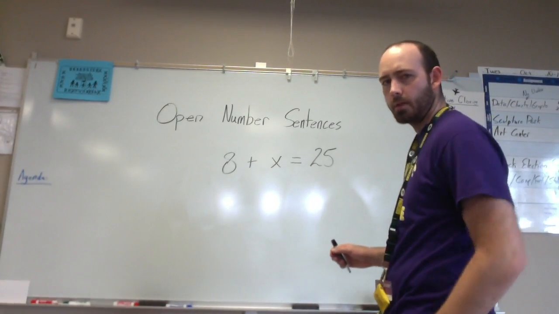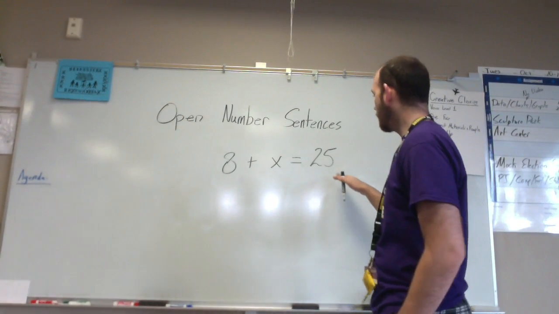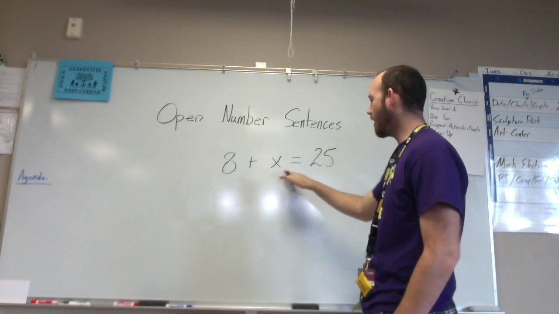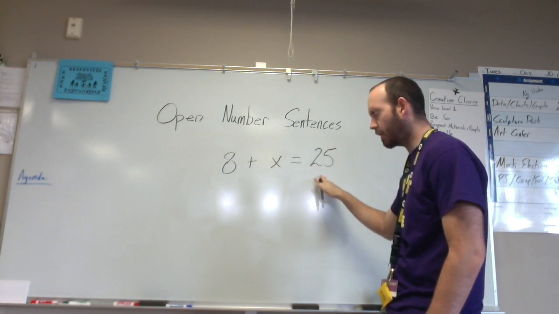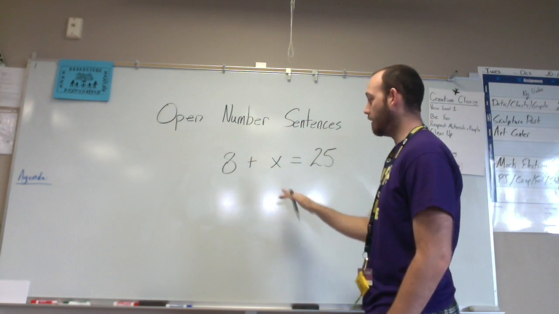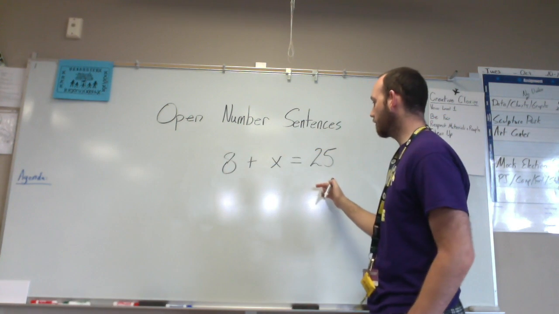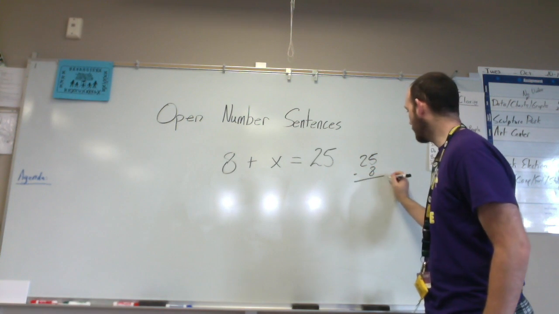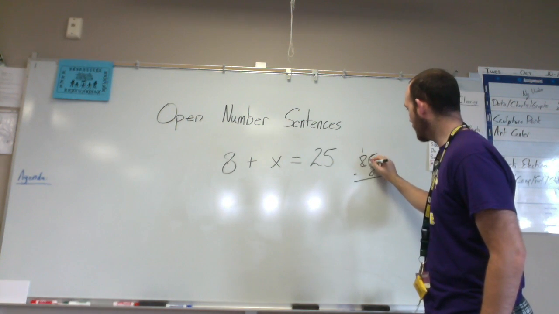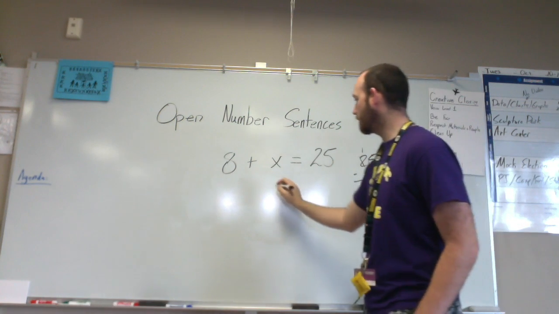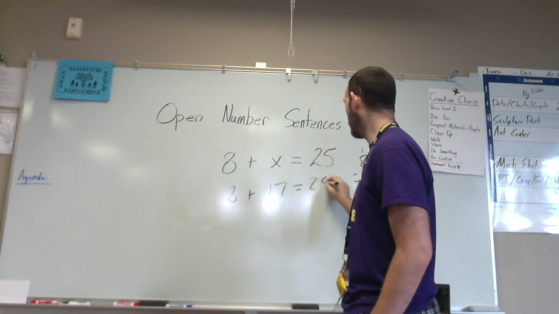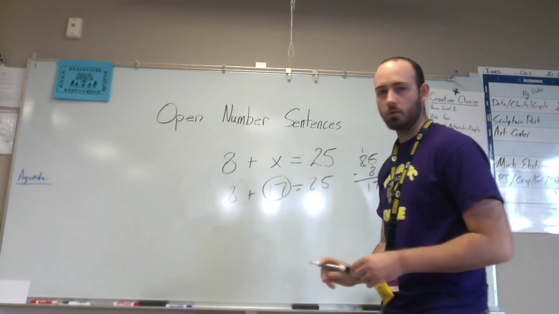Alright, hopefully you had a moment to figure this out. When I look at this one, I see a 25, I see an 8, and you think 8 plus what gives me 25, or I could think 25 minus 8 to undo the addition gives me what? If I'm not sure, I just come over here, I go 25 minus 8, I need to trade here, I'm getting a 17. 8 plus 17 equals 25, and I circle my solution.